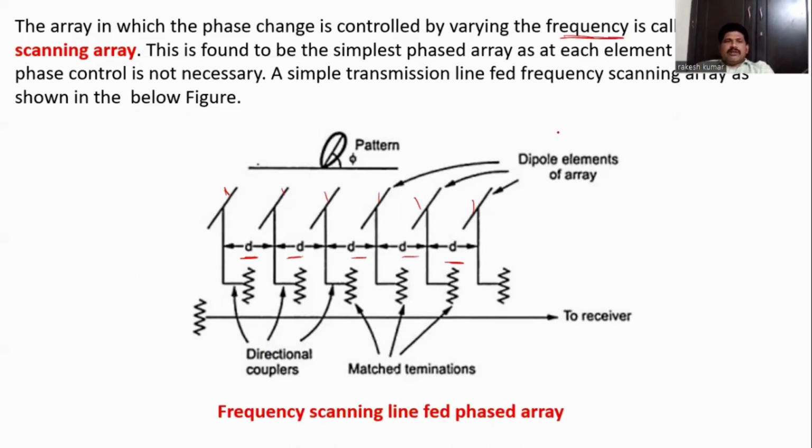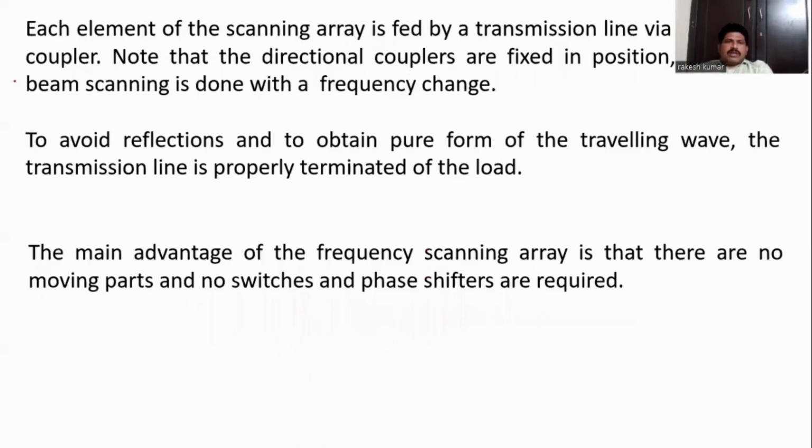By varying the frequency, it is found to be the simplest phased array, with each element separated by a fixed spacing. Here a phase control is not necessary. So this is the phased array. Here all the antennas are terminated at this direction line. In this phased array, you are using directional couplers.